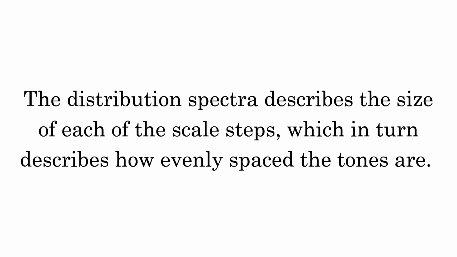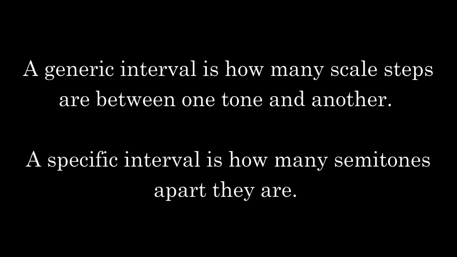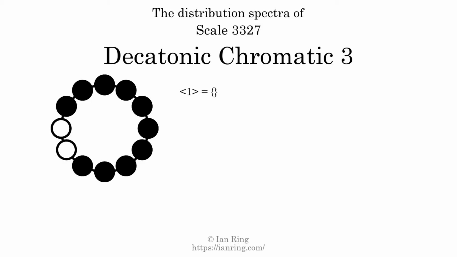The distribution spectra describes the size of each of the scale steps, which in turn describes how evenly spaced the tones are. A generic interval is how many scale steps are between one tone and another. A specific interval is how many semitones apart they are. The generic interval of one scale step comes in two different specific interval sizes, 1 semitone and 3 semitones. The spectrum width of this generic interval is the highest, 3, minus the lowest, 1, which equals 2.